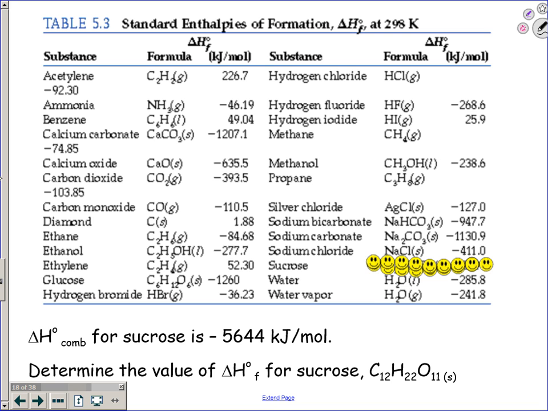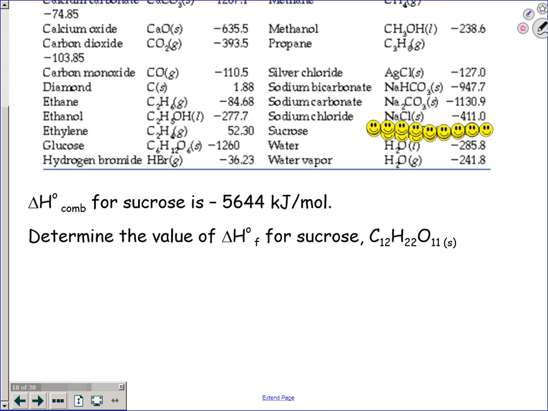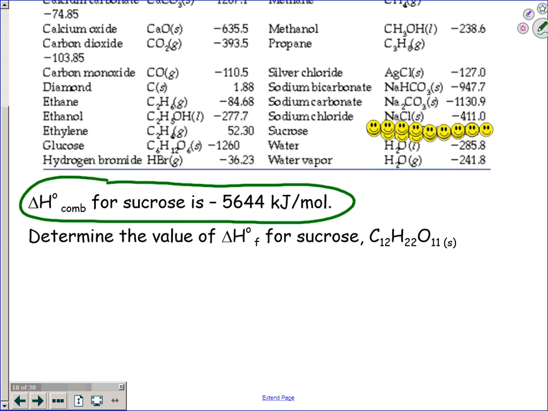Okay, so I have this enthalpy table for you. Notice I have phased out the sucrose. This is what you're going to be finding. I'm telling you the delta H of combustion for sucrose, and that value is negative 5,644 kilojoules per mole. I want you to find the delta H of formation for sucrose. So think with the person next to you on how you want to start this.